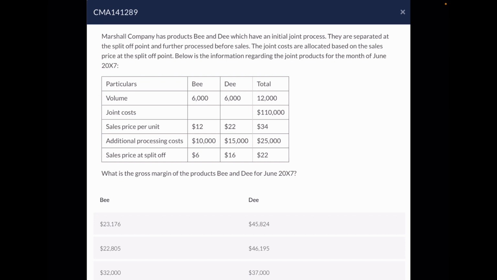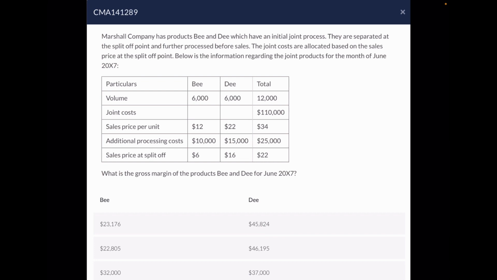Volume of B is 6,000 units. Volume of D is 6,000 units. Total 12,000 units. Joint cost of B and D is $110,000. Sales price per unit for B is $12. Sales price per unit for D is $22. Total sales price per unit of both B and D is $34.